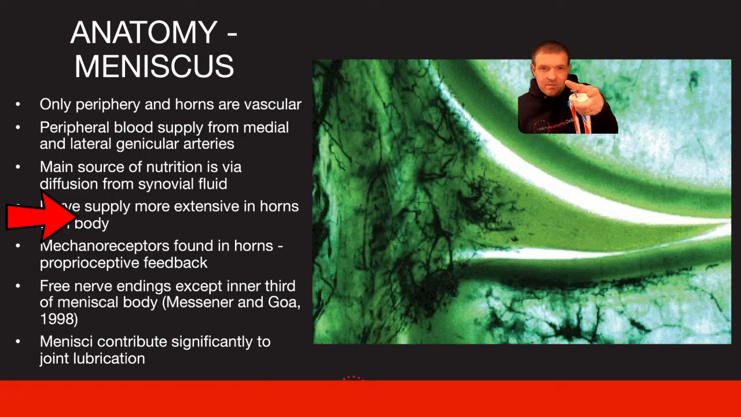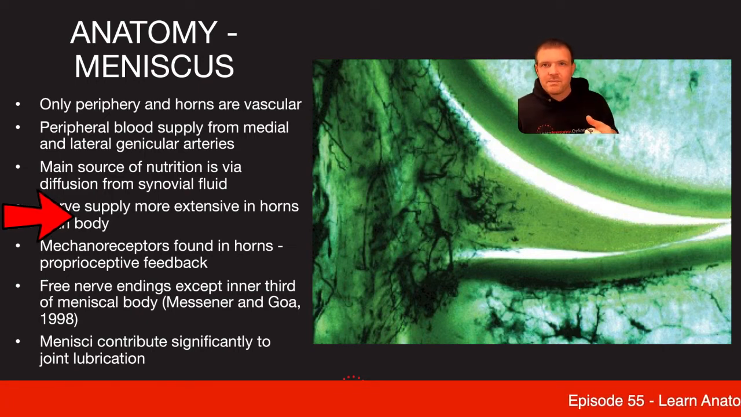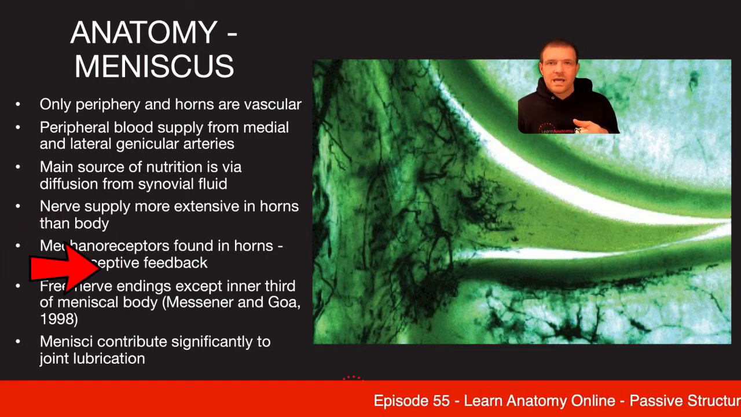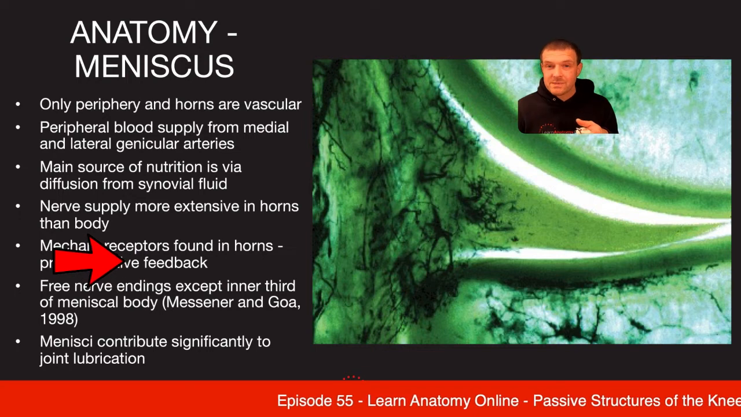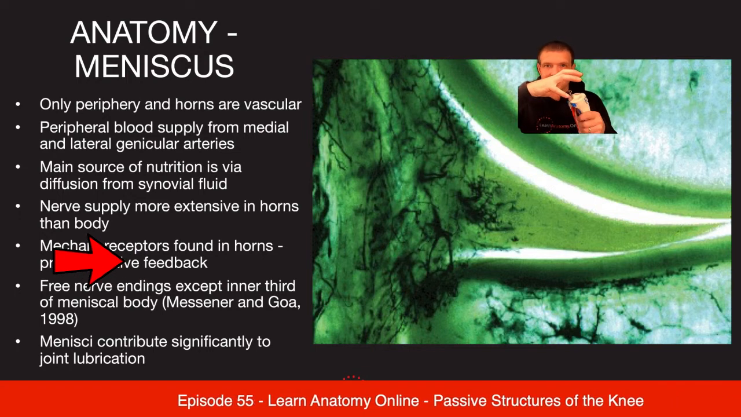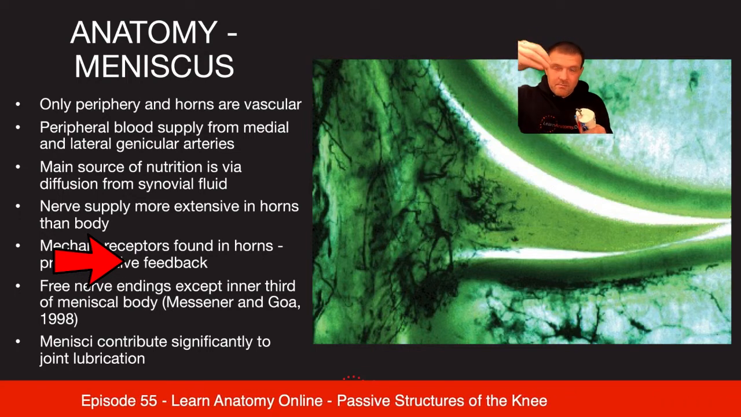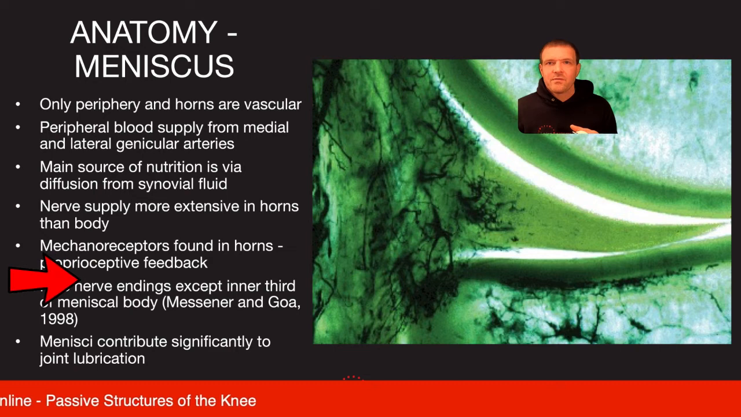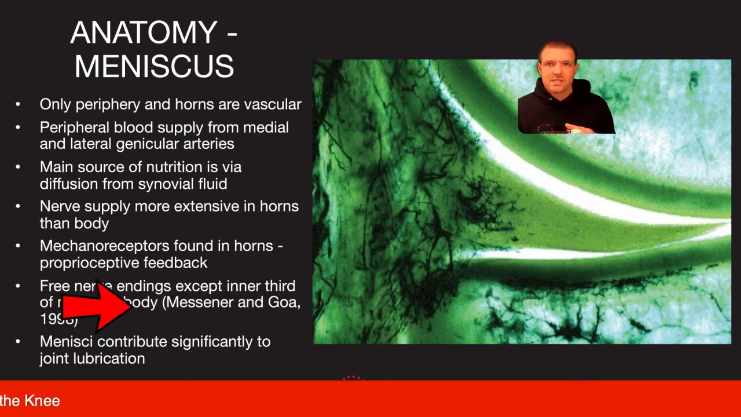The nerve supply is more extensive in the horns than in the body. So in the ends of the meniscus, there's more nerve sensation than there is in the middle bit in the body. Mechanoreceptors are found in the horns, and that's important for proprioceptive feedback, so knowing where your knee is in space, and then that feedback going back to the spinal cord to get your muscles to have your knee in the right position. And there are nerve endings except in the inner third of the meniscal body.